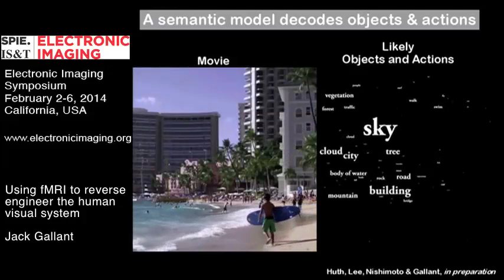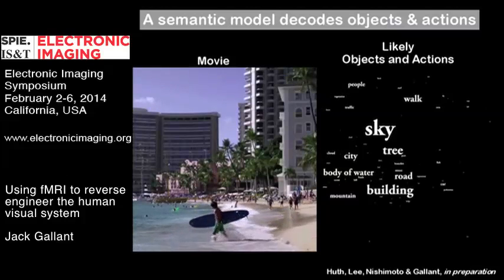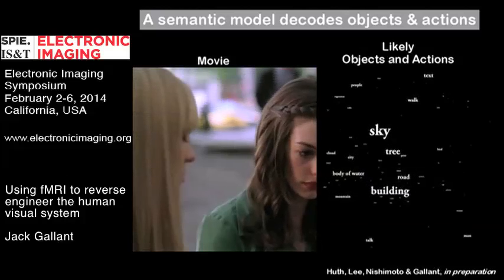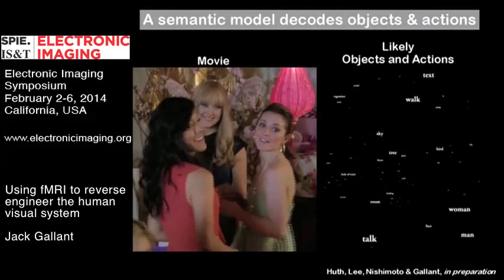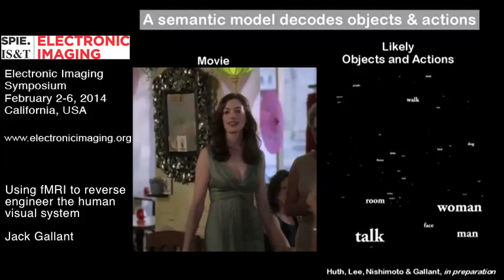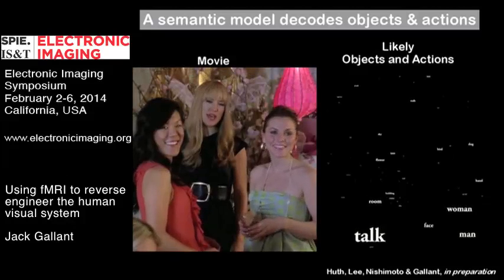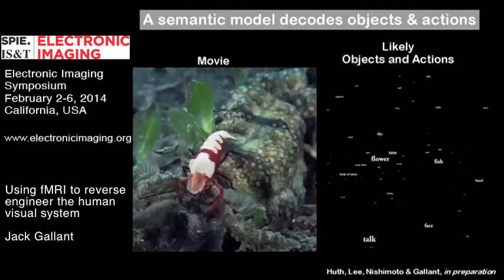So here we are on Waikiki Beach. You can see we get building, body of water, city, walk, people, tree, sky, road. There's no mountain, but that's OK. OK, this is quick, so we lose it. But then we get text here for all bets are off. Now we have 3 women, so we get talk, woman. There's the man. You notice he came up a bit late. Talking, flower, lots of talking.